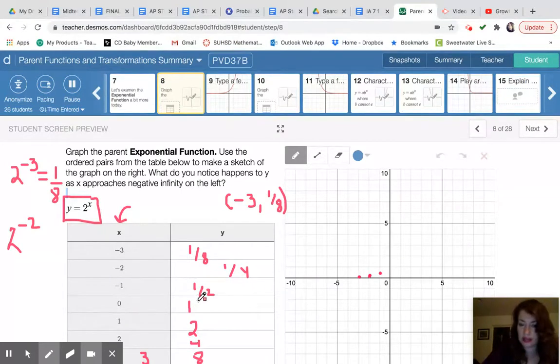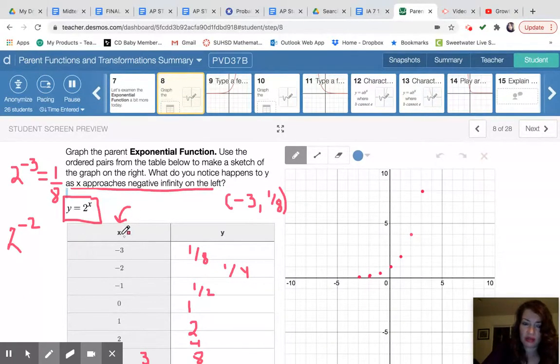And when x is 0, y is 1, so I have a point here. And when x is 1, y is 2. And when x is 2, y is 4. And when x is 3, y is 8. So you could see that if I continue going on to the left, it says, what do you notice happens to y as we approach -infinity on the left?